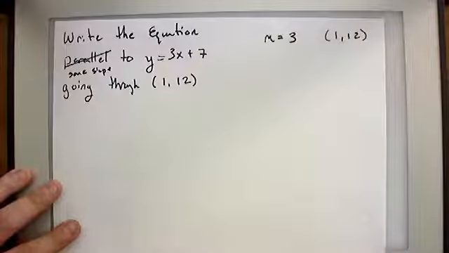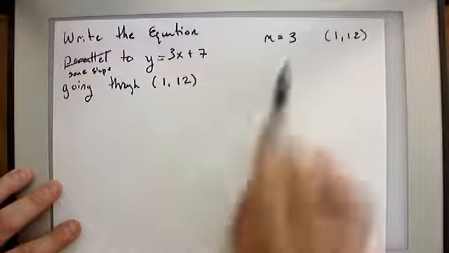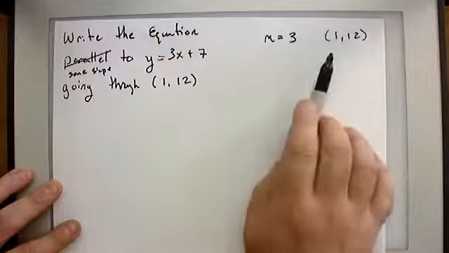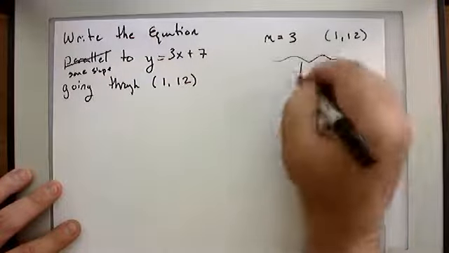You have a slope and a point. You have a point and a slope. Slope, point, point, slope, point, slope, slope, point. You get what I'm saying? You might want to use point slope formula.